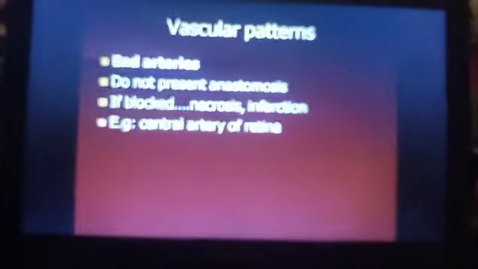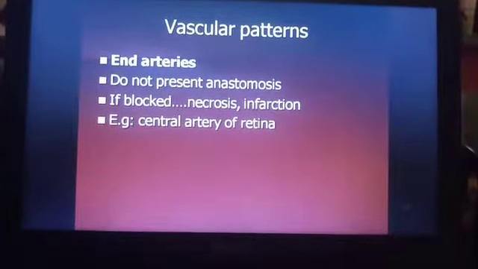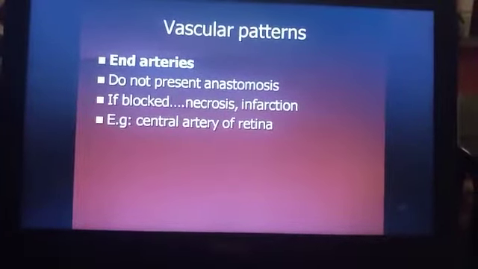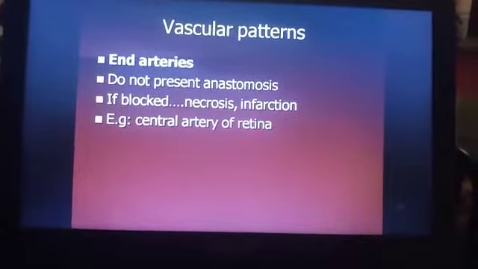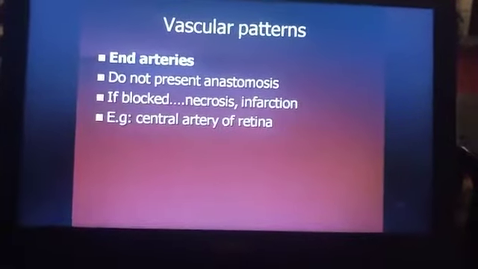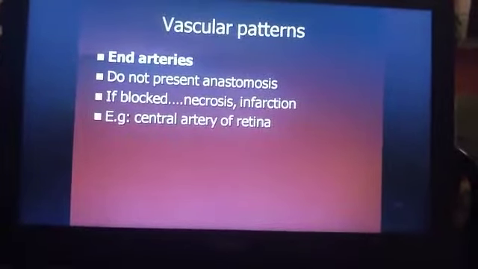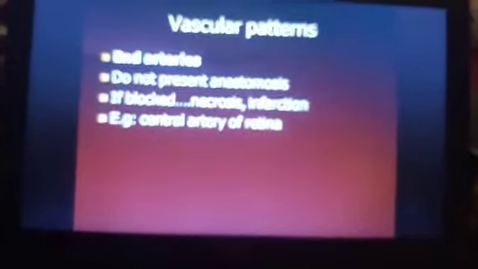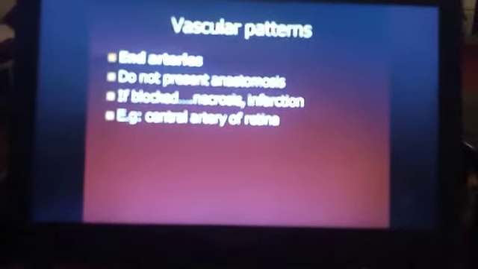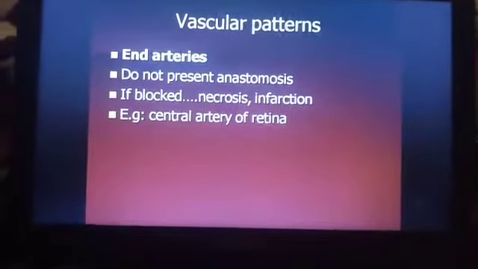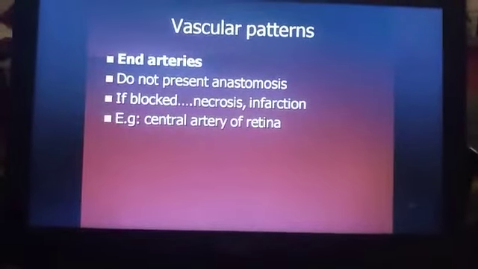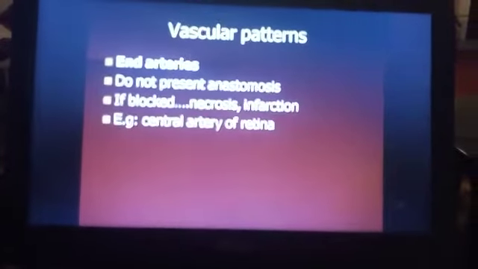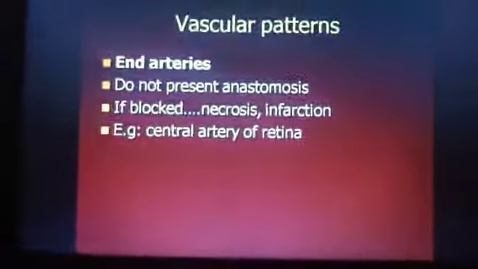We have different vascular patterns. As you know, the end arteries are the arteries which do not anastomose. So if there is any blockage, there will be resultant necrosis or infarction, because the area will not have enough supply of blood due to the blockage of the vessels. For example, the central artery of the retina is an end artery and it doesn't anastomose.